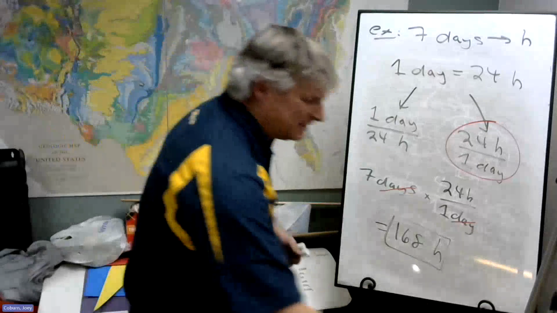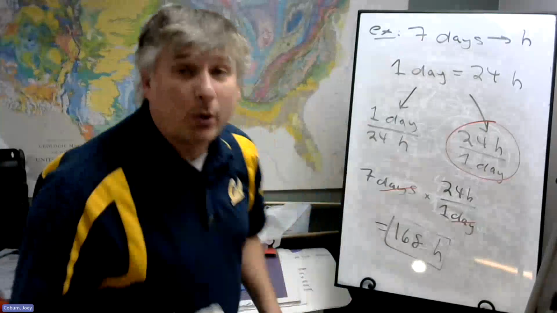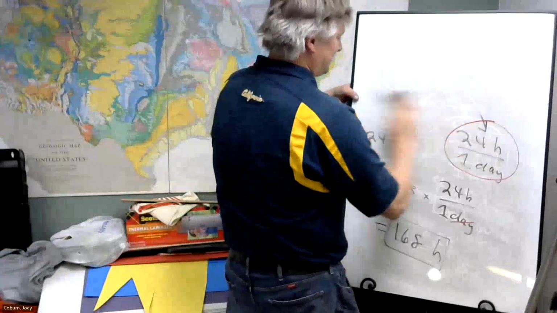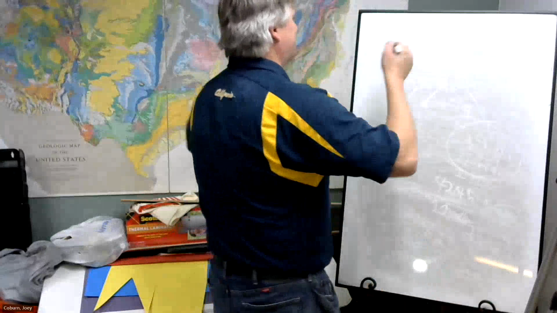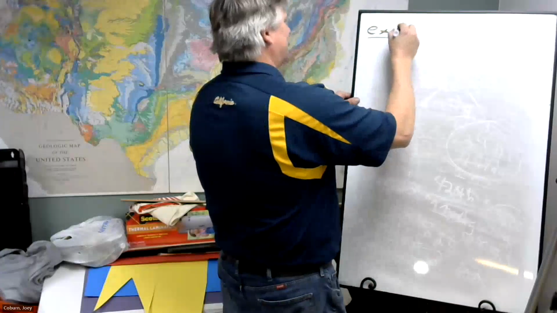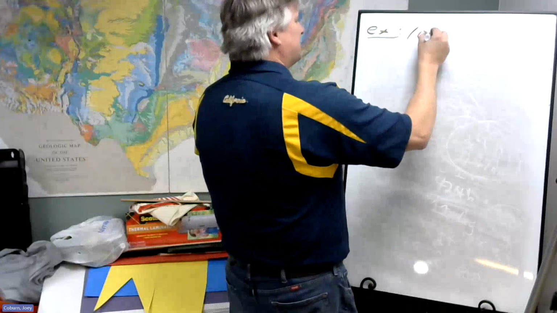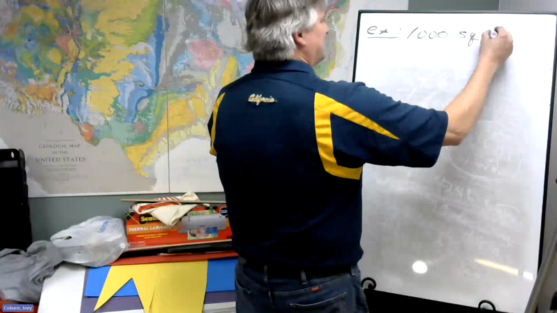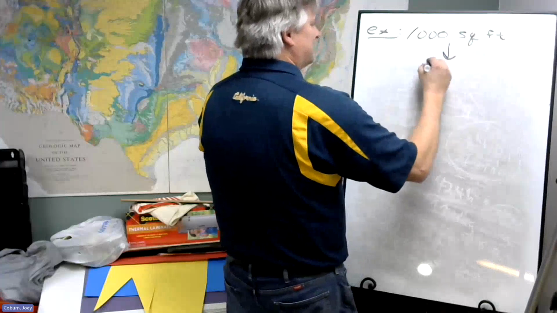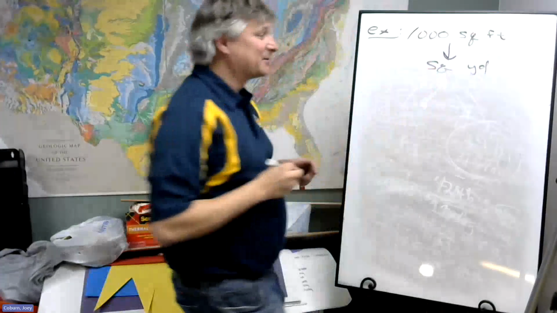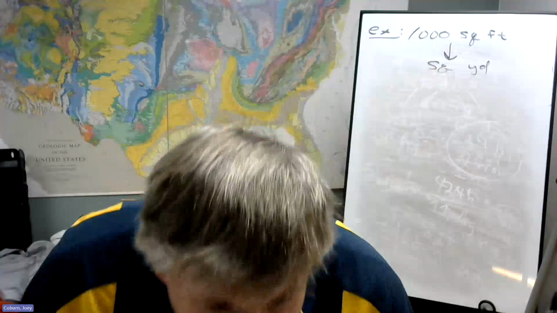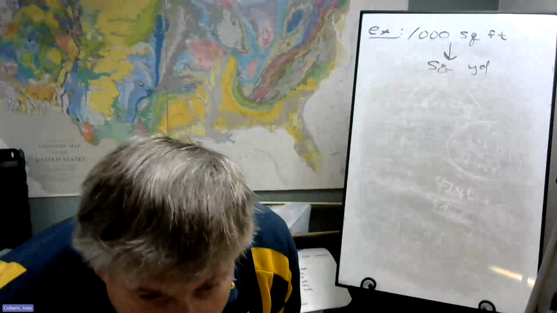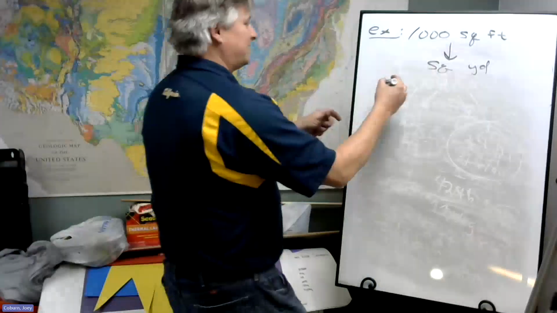Here we go. Let's try another one. Suppose we have square feet. We're talking area. So let's say we have 1,000 square feet, and we want to convert this into square yards. Well, let's look up the relationship between square feet and square yards. And it turns out 1 square yard equals 9 square feet.